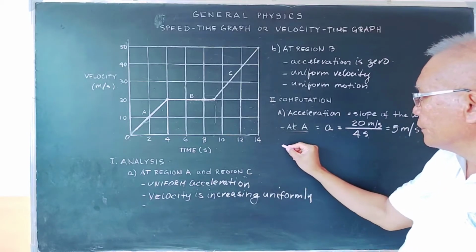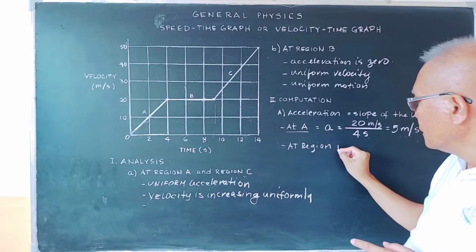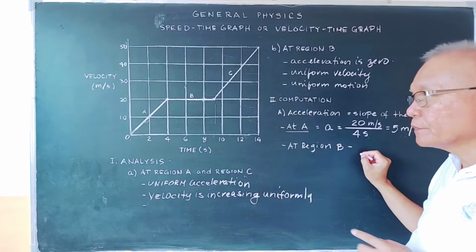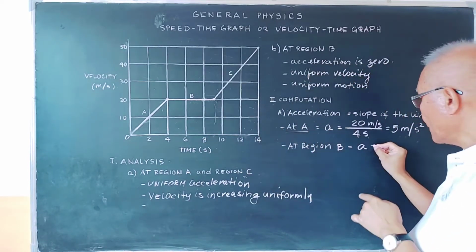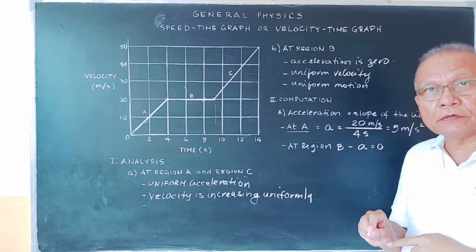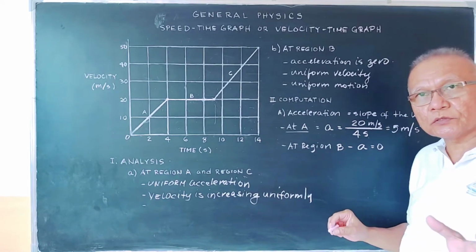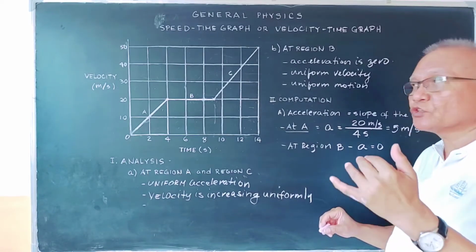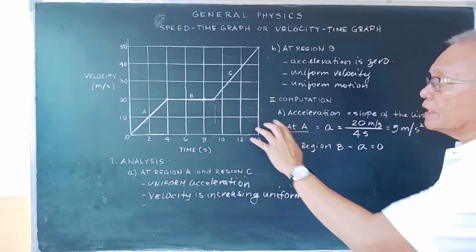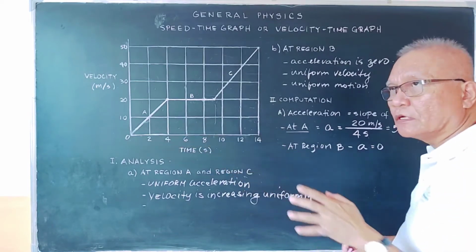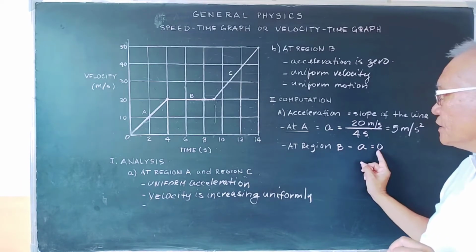At region B, what can we say about region B? At region B, our acceleration is equal to 0. There's no change in velocity. So at region B, you cannot compute. Or if we are going to compute, there's no triangle there. The height is 0 and the base is 9 minus 4, which is 5. 0 over 5 is 0. So acceleration here is 0.